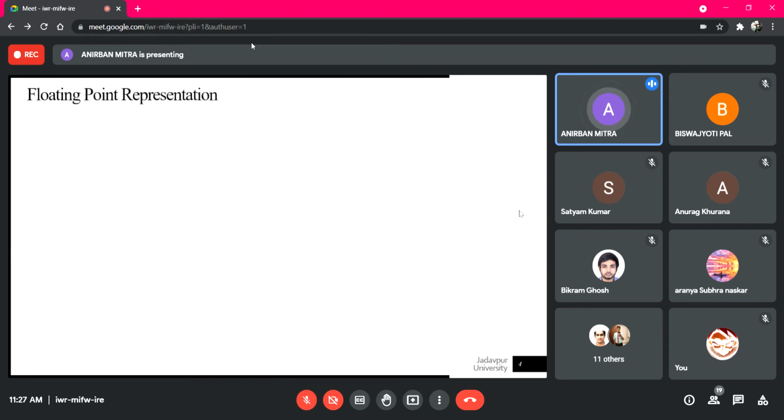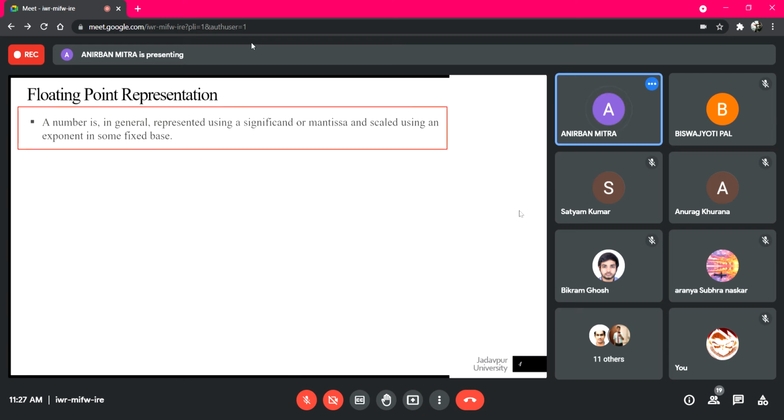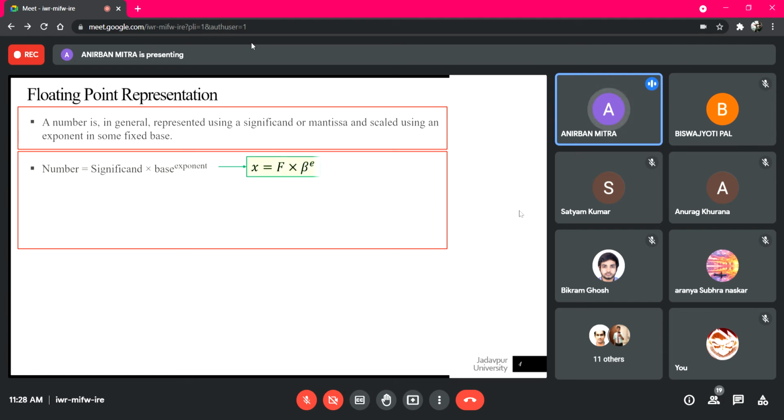Now let's talk about this floating point representation in a bit more detail. Here, a number in general is represented using a mantissa, which is also called sometimes significant, and with respect to some fixed base and an exponent. So if I write this out in terms of a mathematical expression, number becomes equal to significant multiplied by the base to the power of exponent. And that is what is shown on this green rectangle. X is equal to f multiplied by beta to the power e.